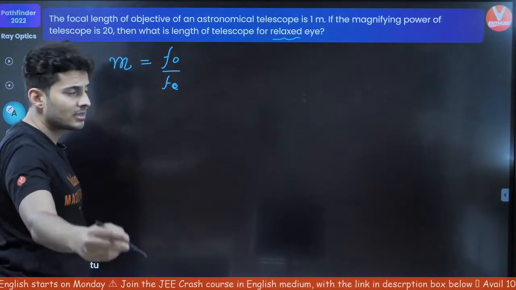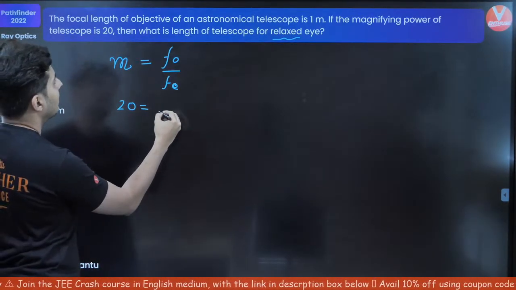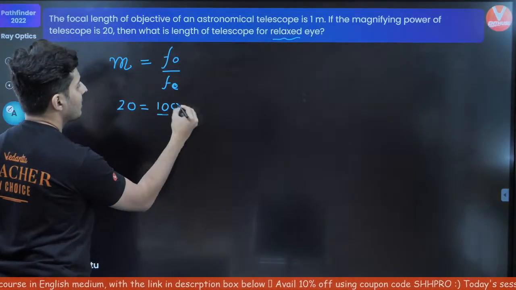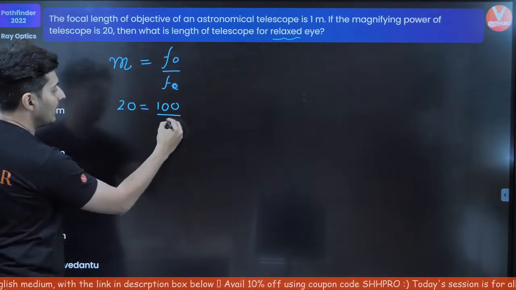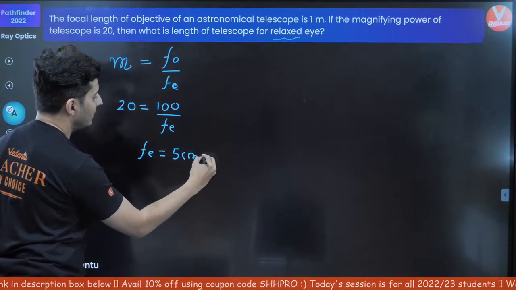I just mentioned this. So m is given to be 20. f0, focal length of the objective, is 1 meter. That means this is 100 centimeters. fe, I do not know. I'll just put fe over here. So fe will be 100 by 20, which is 5 centimeters.